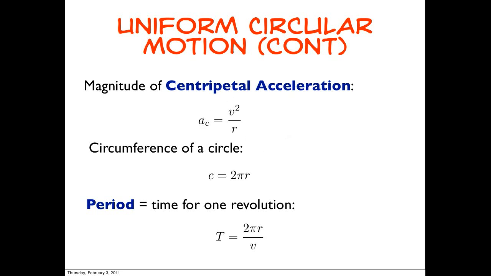There are two other quantities that we need to be familiar with when we're talking about circular motion. The first is the circumference of a circle. Let me remind you that the circumference of a circle is the total path around the edge of a circle, one revolution. The circumference is equal to 2 pi times the radius of the circle. The second quantity that we will need to know about is period. Period is equal to the time it takes for a particle or object to make one revolution around the circle. The period T is equal to 2 pi r, where r is the radius of the circle, divided by v.